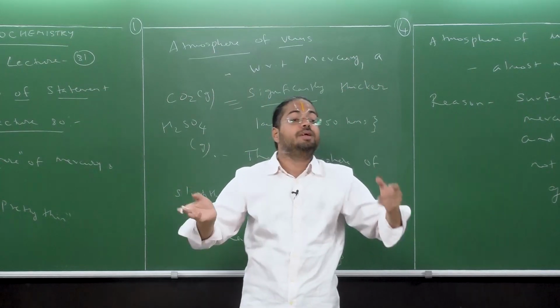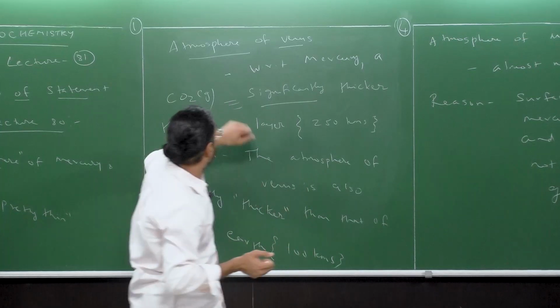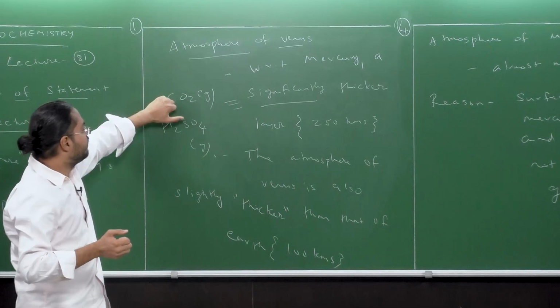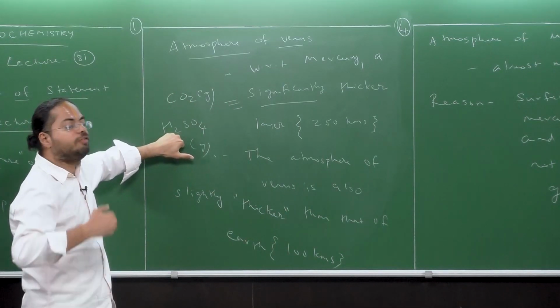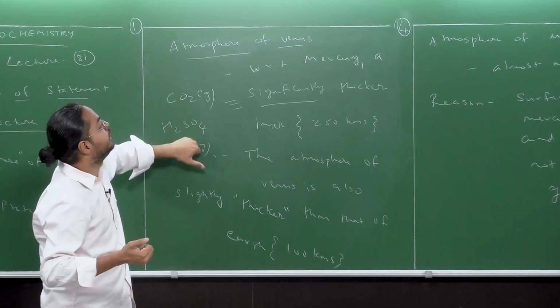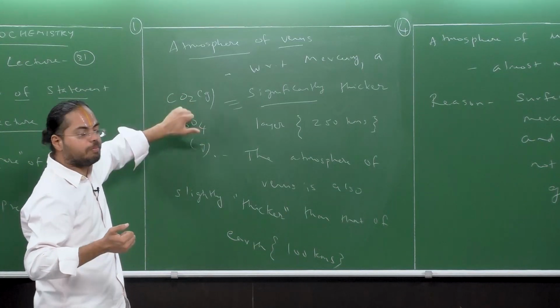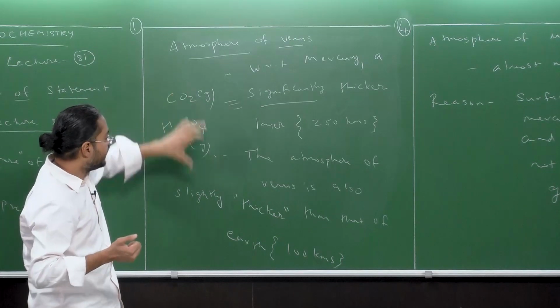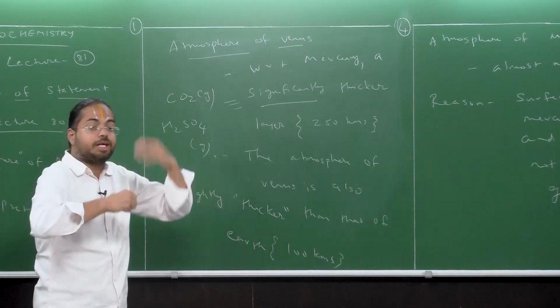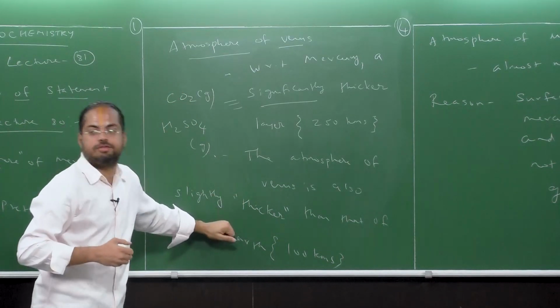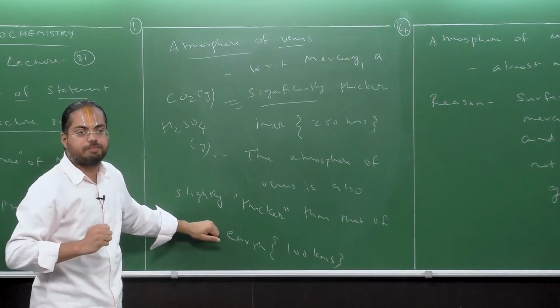Venus is large enough to hold on to these gases, such as carbon dioxide and also H2SO4. Therefore, it has a significantly thicker atmosphere, right? And not just that, it's so thick that it's also slightly thicker than even that of Earth itself. Please note this point.